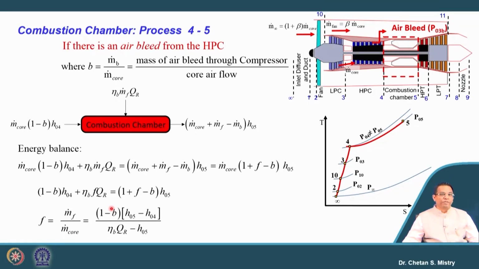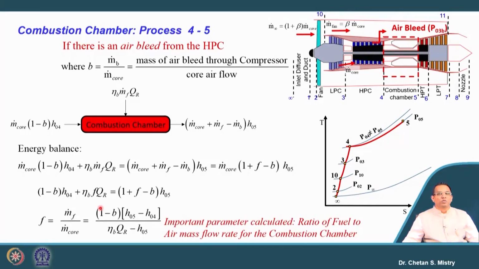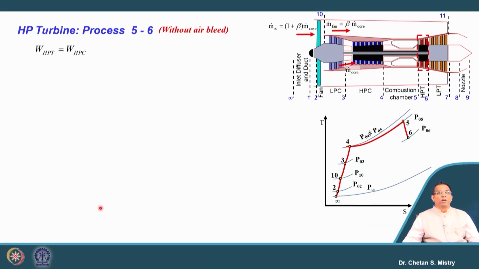If you compare with your previous equation, where we had H05 minus H04 divided by burner efficiency into calorific value minus H05, here my fuel air ratio will be multiplied by 1 minus B. So, a very important parameter we are calculating here is the fuel air ratio. Now, let us move towards the next component, that is our HP turbine.